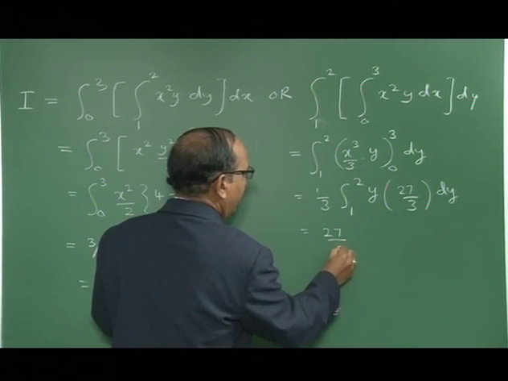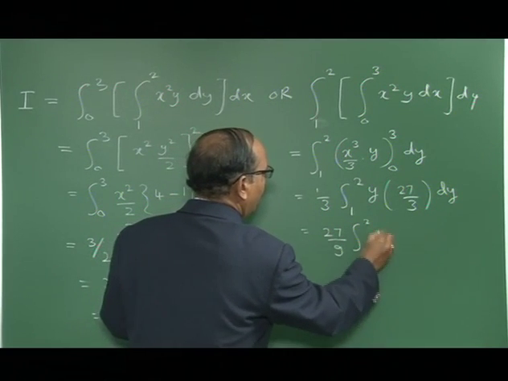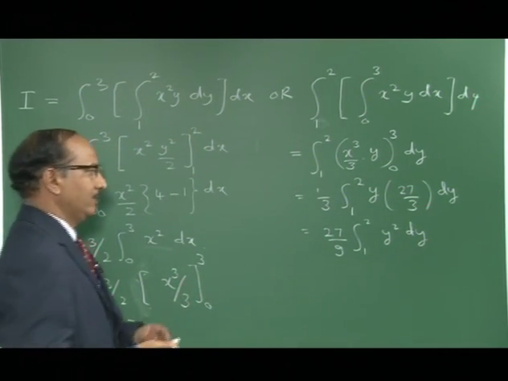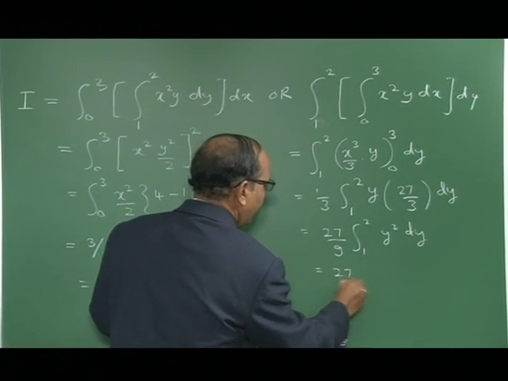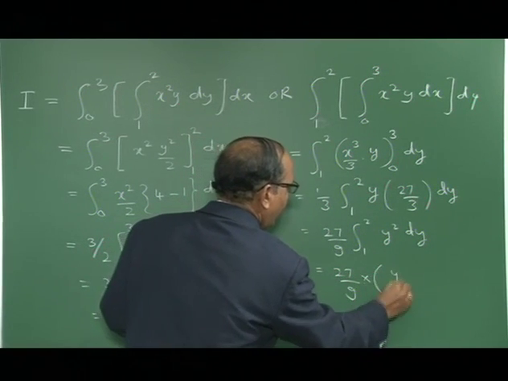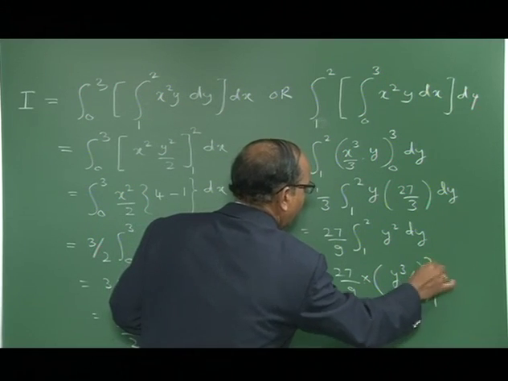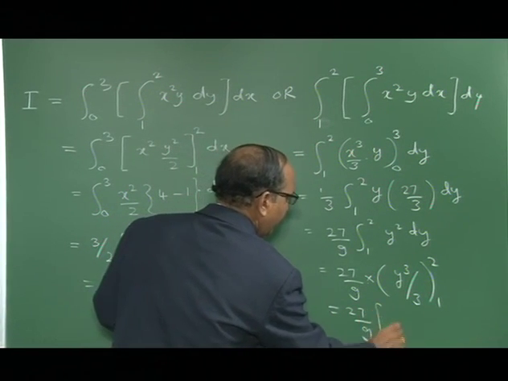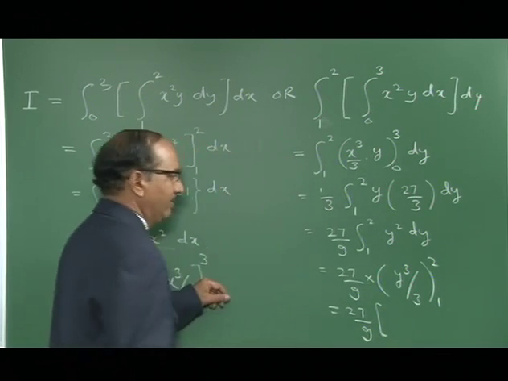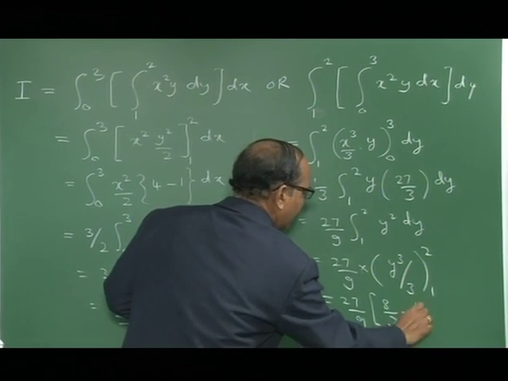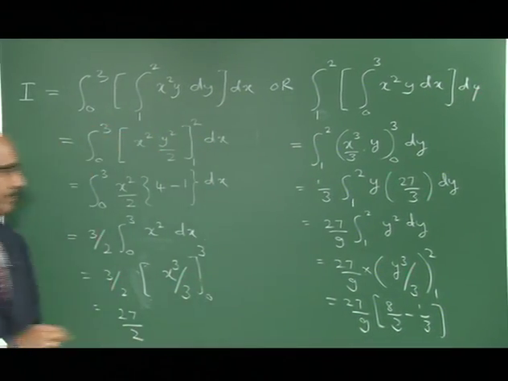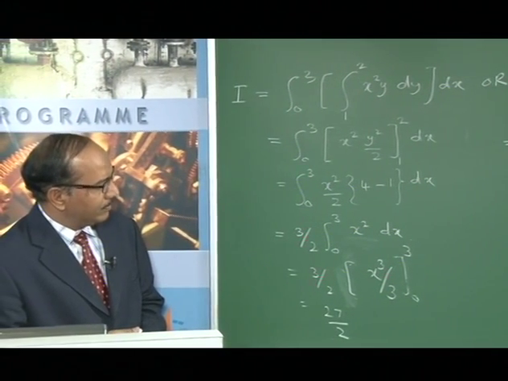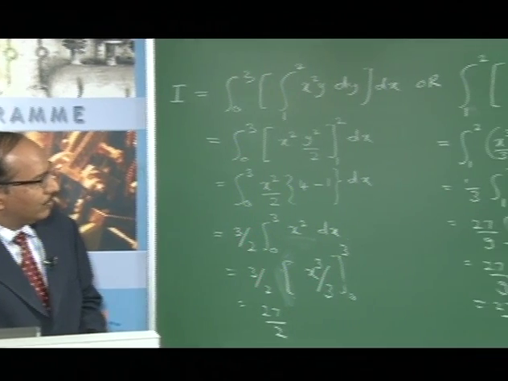Now, integrate with respect to y. So, it simplifies to 27 by 9 and 1 to 2 y square dy. We know the integration of y square is y cube upon 3, so 27 by 9 into y cube upon 3, 1 to 2. So that simplifies again: 27 by 9, it is 2 raised to 3, 8 by 3 minus 1 by 3, 8 by 3 minus 1 by 3, that gives x equal to 2.